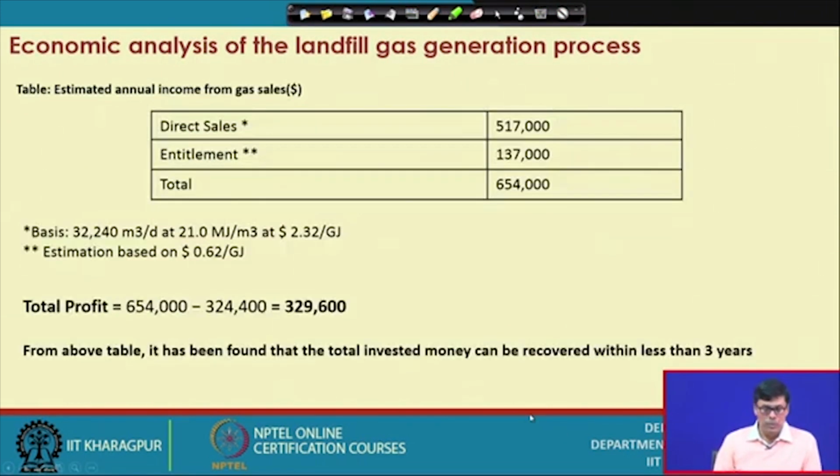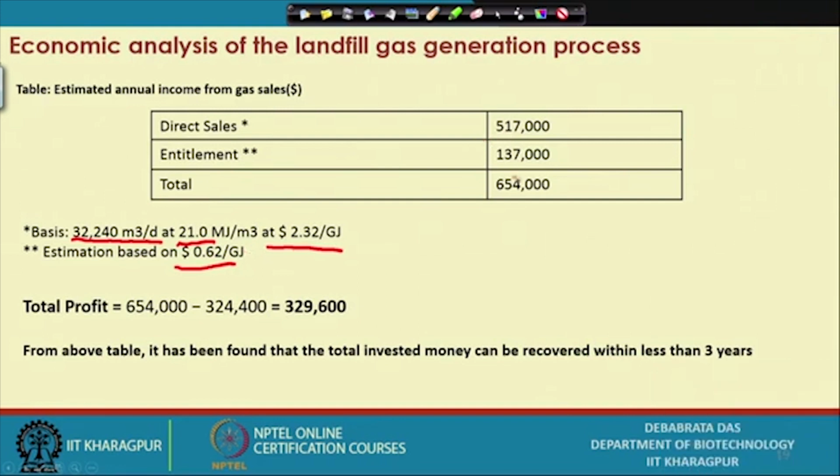Now when we put it together, we have direct sale. We sell by selling the gas. How much gas do we produce? This is on the basis of 32,240 cubic meter per day, and the calorific value is 21 megajoule per cubic meter, and the price is $2.32 per gigajoule, and the estimated cost is based on this $0.62 per gigajoule. If we calculate, this is the direct sale we will get, and there is another item.